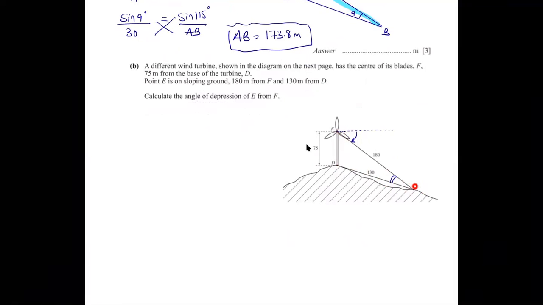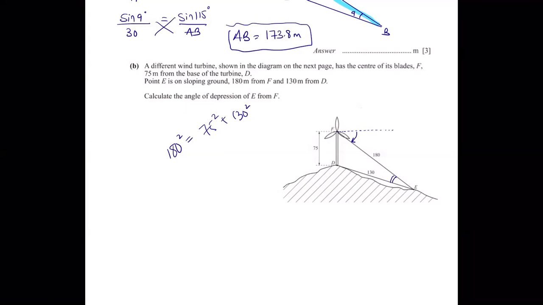Agar jaldi confirm karna hai to ye is tarike se kar lo. Kya 180 square is equal to 75 square plus 130 square? Is that the case? So 75 square plus 130 square, square root ki value, kya is it coming out to be equal to 180 square? Can you hear me? Yes. Now, if it would have been a right angle triangle, then hypotenuse square must have been equal to opposite square plus adjacent square, but you will see that it's not the case. Hence, it's not a right angle triangle.